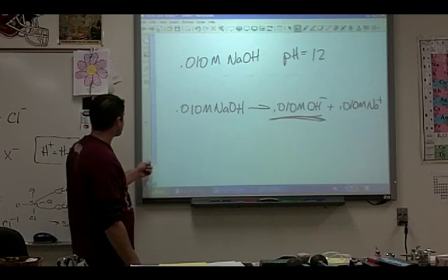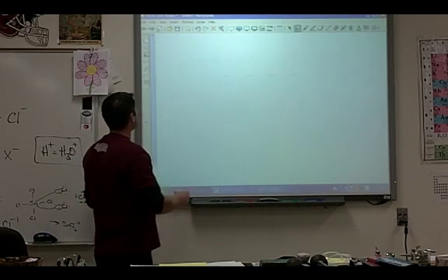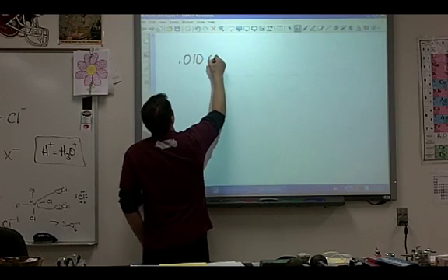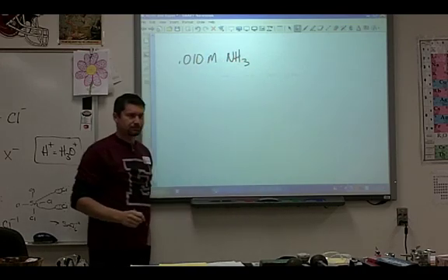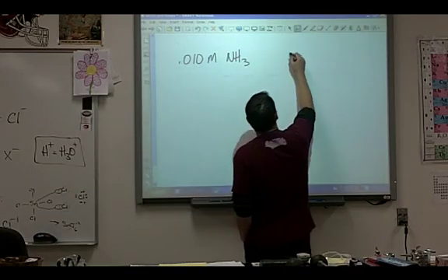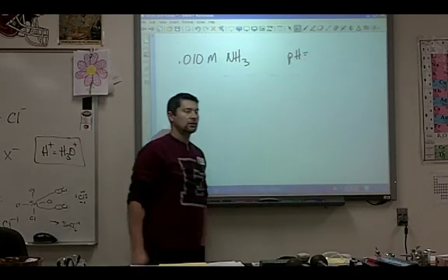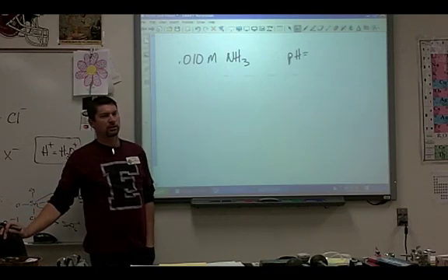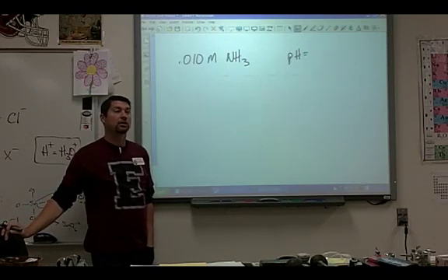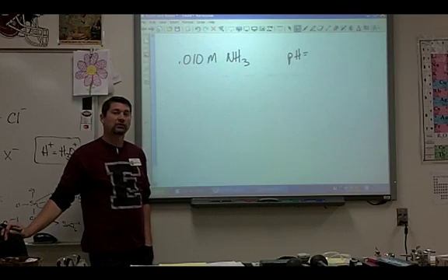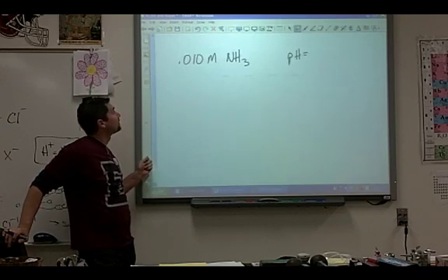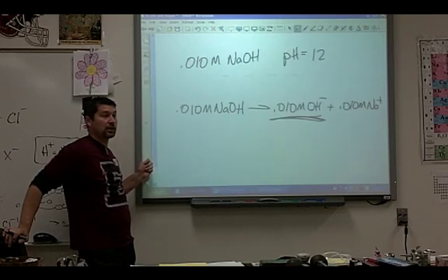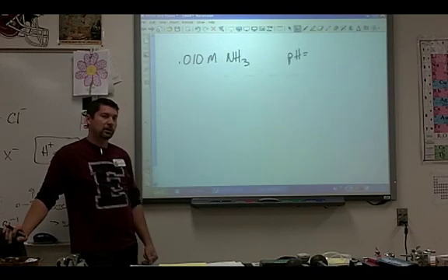Okay? Alright, so what if I do this? That's not what I want, it's this. 0.010 molar ammonia. What's the pH? Can you do that? No. Why no? Because it's not strong. It's not a strong base, therefore it doesn't ionize 100%. We did this yesterday with strong acid and weak acid. Now we're doing it today with a strong base, and now we're doing it with weak base.